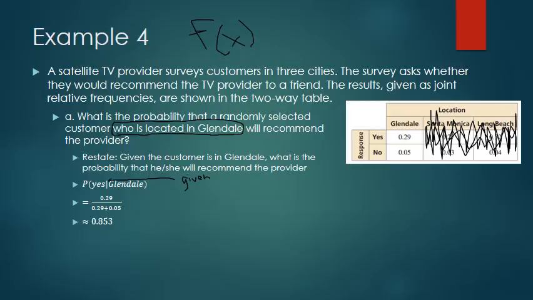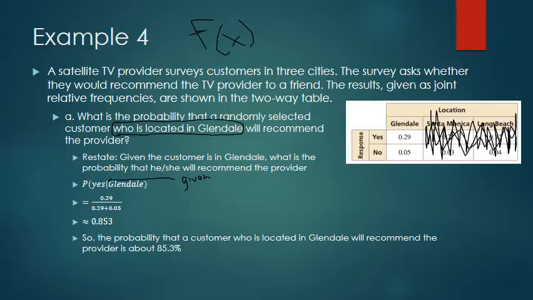If I simplify, I get 0.853 when I type it into my calculator. So what does that tell me? That tells me that the probability a customer who is located in Glendale will recommend the provider is about 85.3%. All right, let's do another example so we can get another look into how exactly this works.